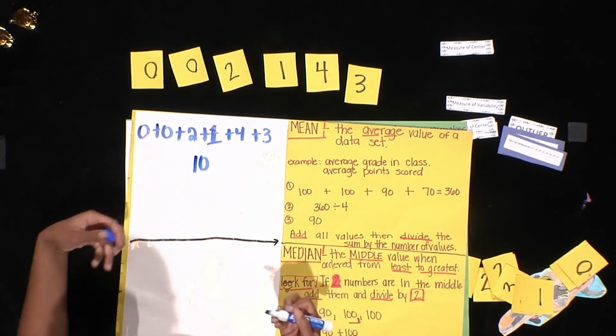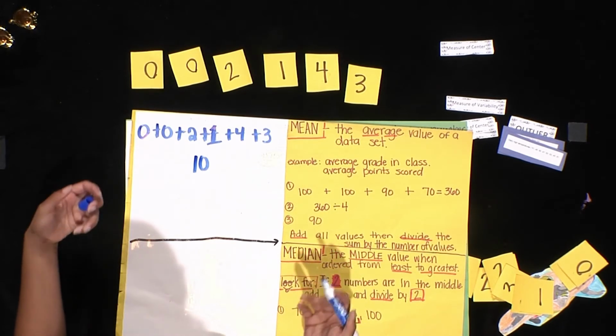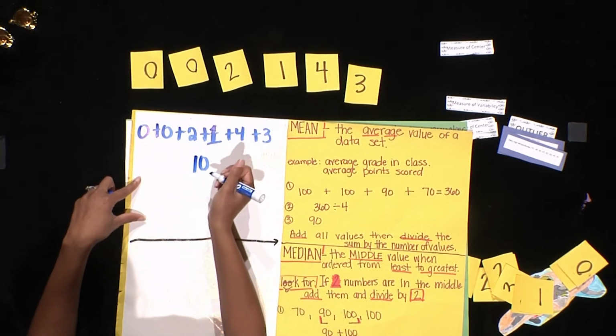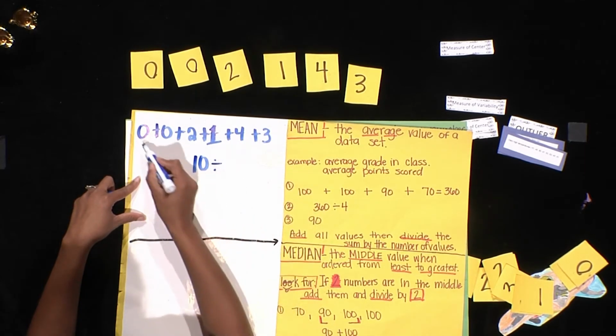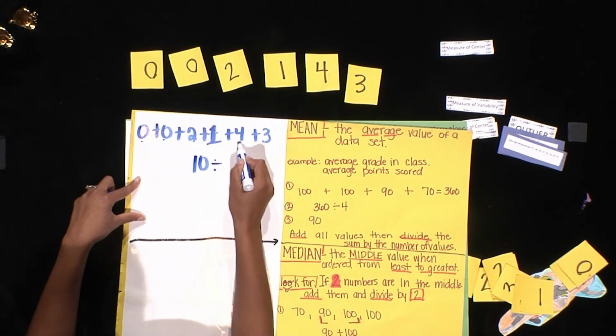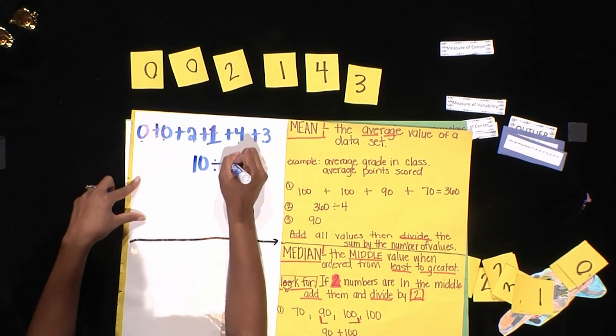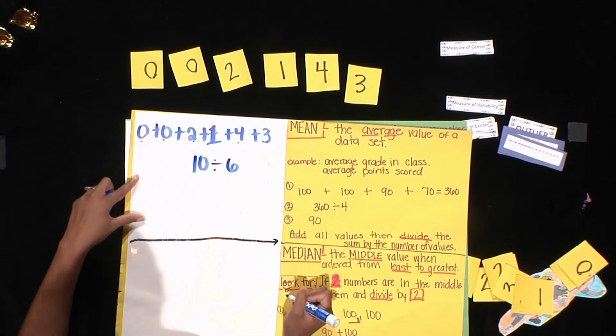Does 10 represent our typical number? No, it represents our sum. We now have to have 10 divided by how many numbers? 1, 2, 3, 4, 5, and 6. 10 divided by 6.